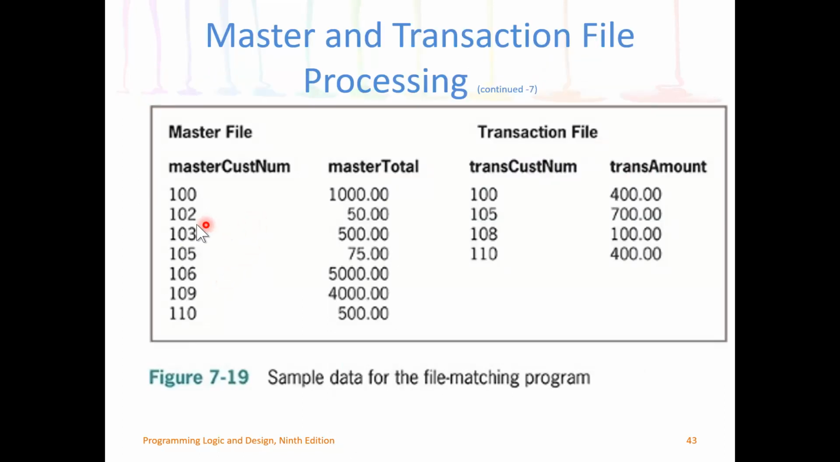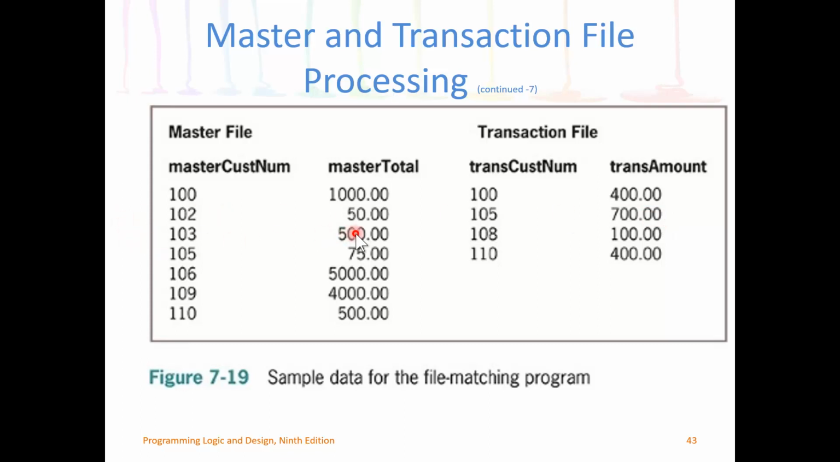So here's an example of the master file, master customer number 100. We read this record. We read the transaction number 100. So we're going to get 1000 plus 400. We're going to write for customer number 100, it's going to be 1400. Okay. Now we've processed 100. We're going to read 102 from the master record, and we're going to read 105. So when we look at this, we're going to go, there is no 105 in the master record. We need to write a new record to our new file at 700.